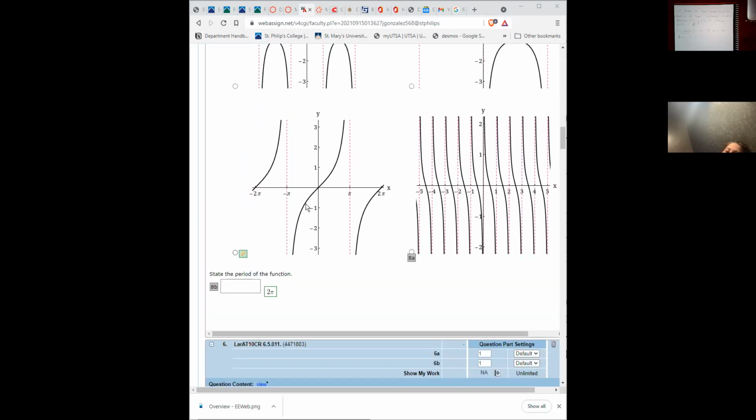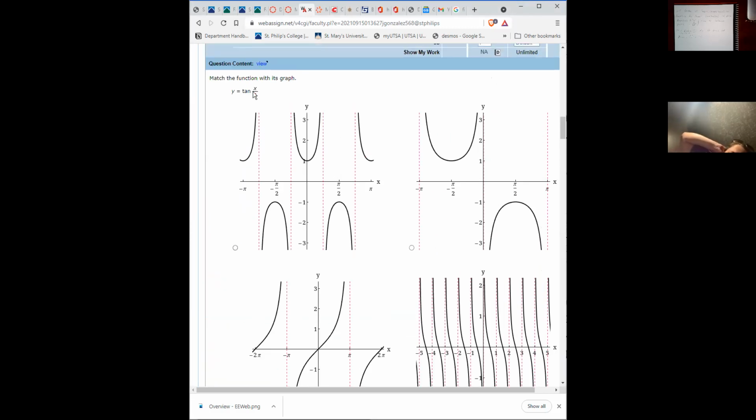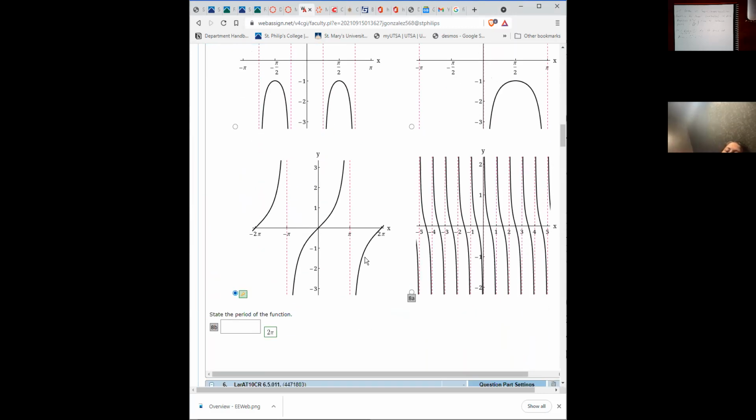You can also plug in some of these numbers, like 0 and pi over 2 would be like right here, and see if it's equal to 1. Plugging in those numbers here would also verify this if you don't have a calculator.